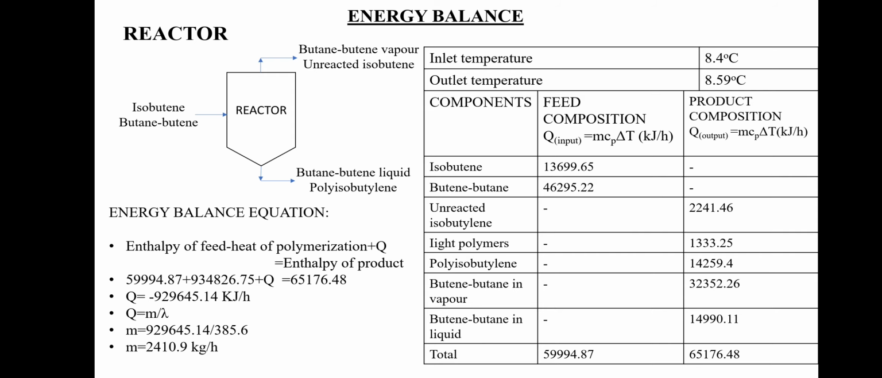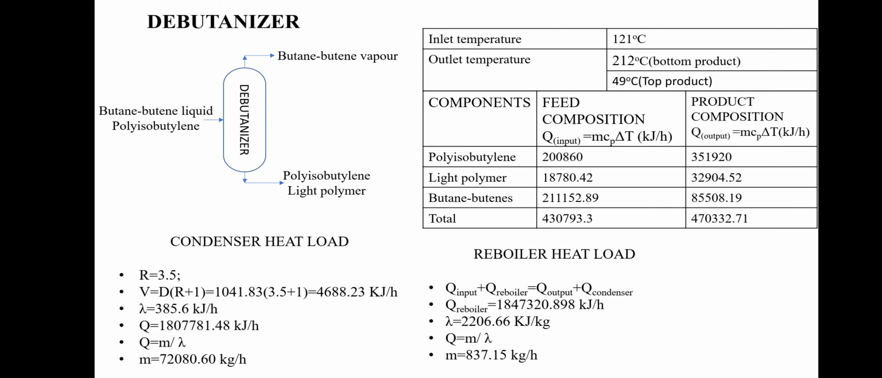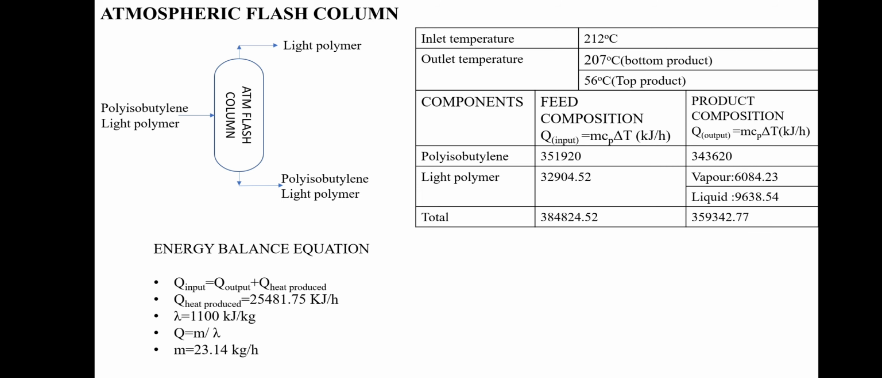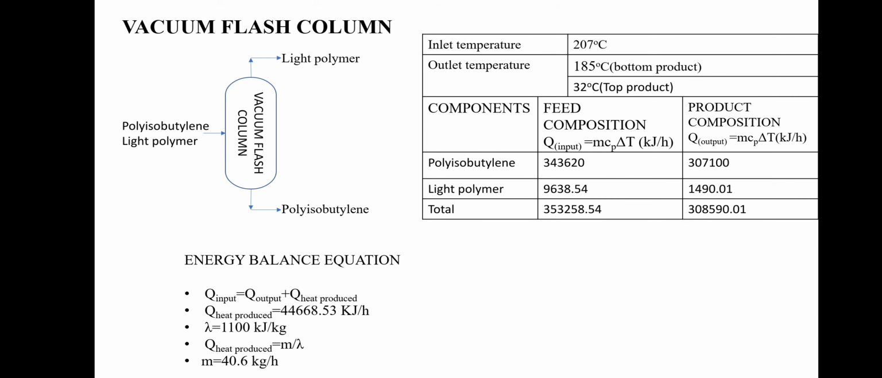Then we calculate the energy balance for each and every component, starting from the reactor. Here you can see the energy balance equation: enthalpy of feed minus heat of polymerization plus Q is equal to enthalpy of product. These are the data. Then we calculate the energy balance for the debutanizer column, then the atmospheric flash column, then the vacuum flash column.